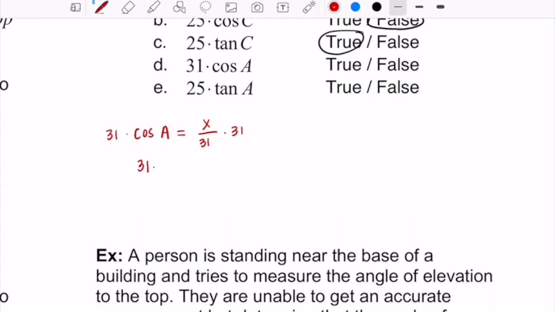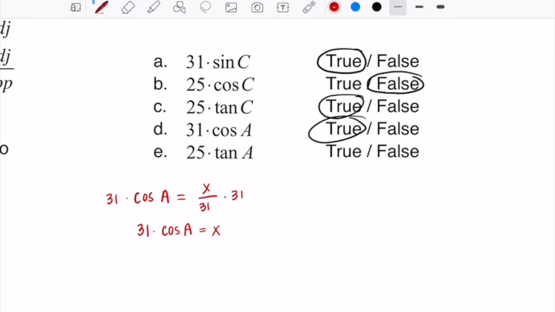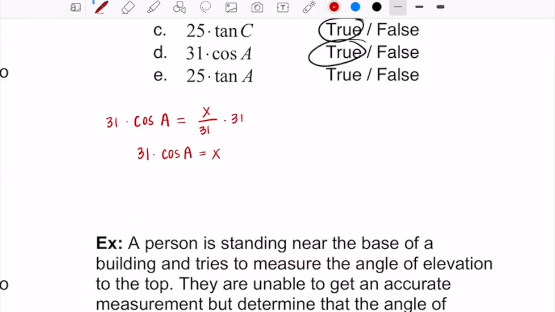So 31 times the cosine of angle A is equal to x, and so D would also be true. And then lastly, the next one also uses angle A, but it uses tangent. And so for this one, I'm going to say that the tangent of angle A is equal to, and tangent is opposite over adjacent. So for this one, it's going to be 25 over x.